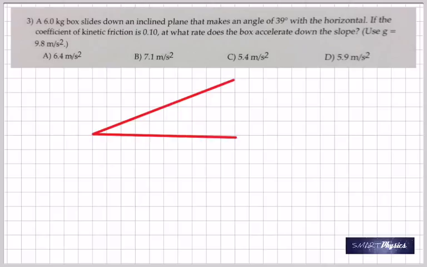In the third problem, there is a 6 kilogram box sliding down an inclined plane that makes an angle of 39 degrees with the horizontal. The coefficient of kinetic friction is 0.10. At what rate does the box accelerate down the slope? Here again you've got to make the free body diagram. Look at the forces.